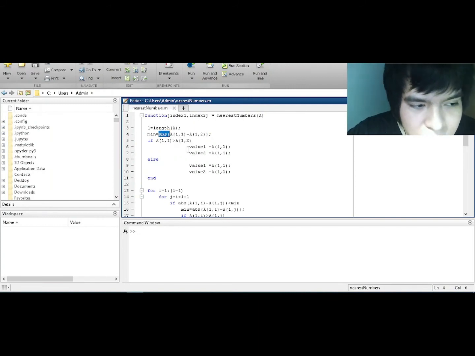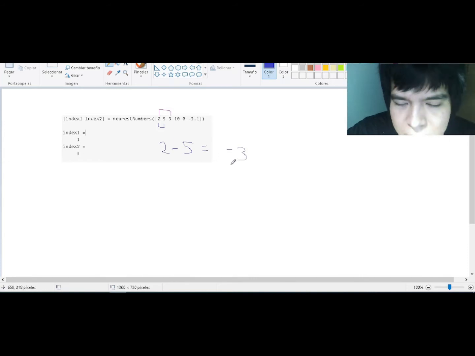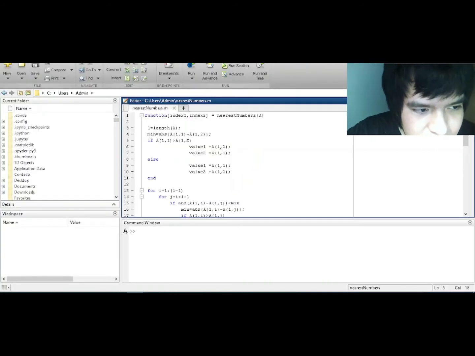Also, it's an absolute value because in this case, if we start with 5, let me check. Okay, in this case, that could happen. So what we are doing is making a subtraction of 2 and 5, and we get minus 3. We need the value as a positive number, so we need to get the absolute value, which in this case is the distance between the numbers, and it's 3. So that's why we get the absolute value.